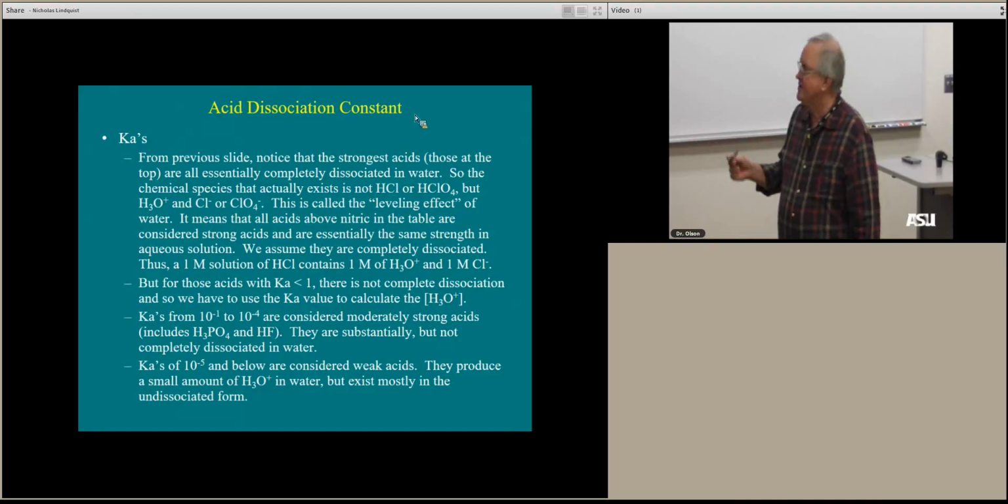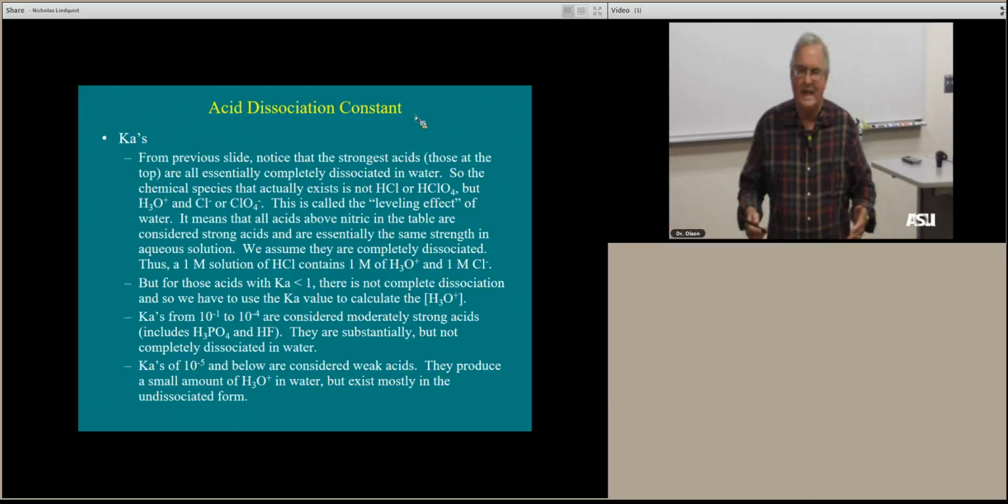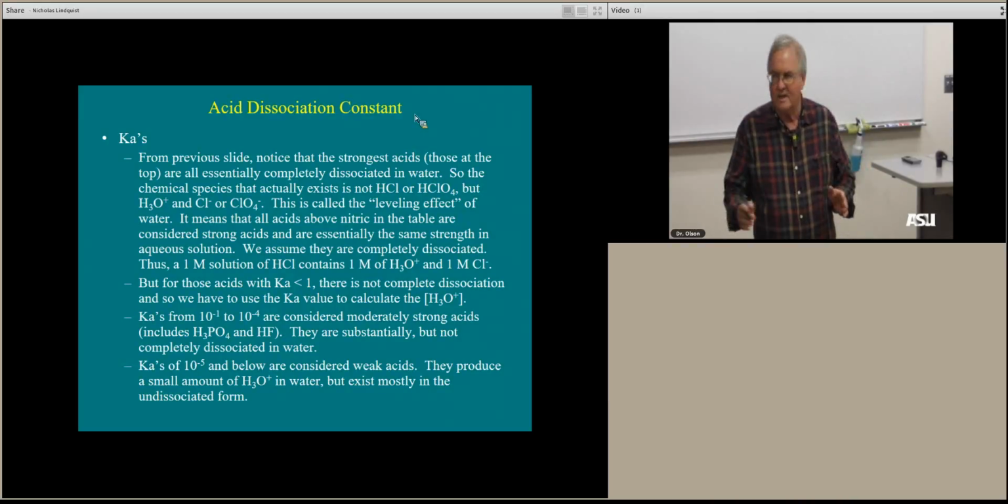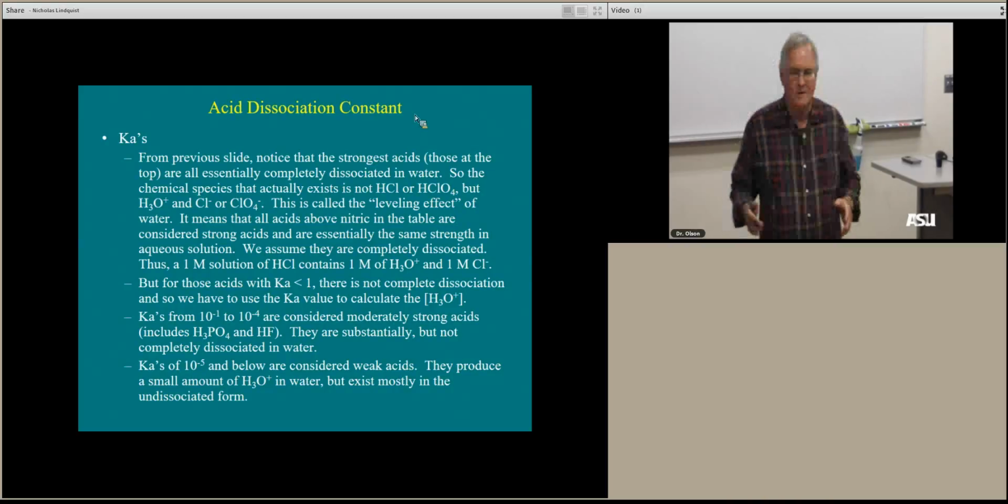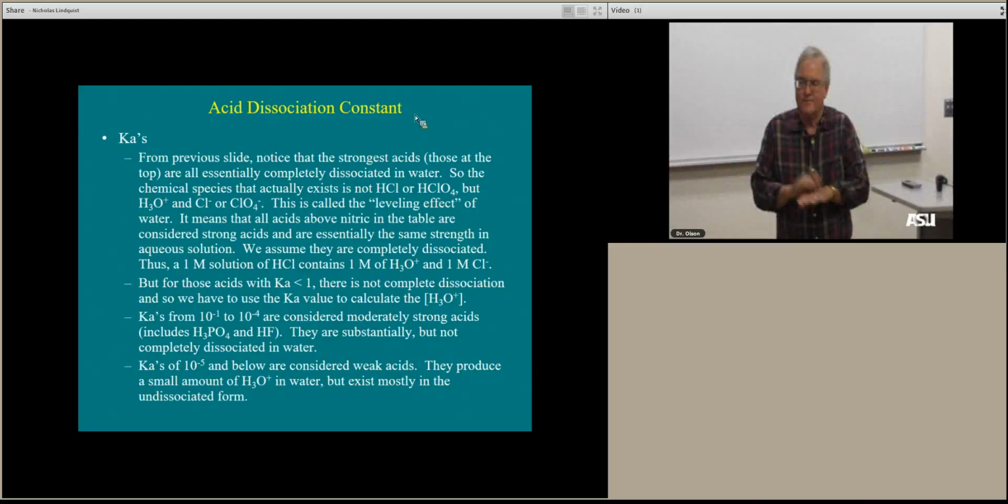And then you start getting down below 10 to the minus 5, and these are what we consider weak acids. They still dissociate to give some H3O+. So if you tested them with litmus paper, they would turn litmus paper red. But they're not strong enough to burn you.